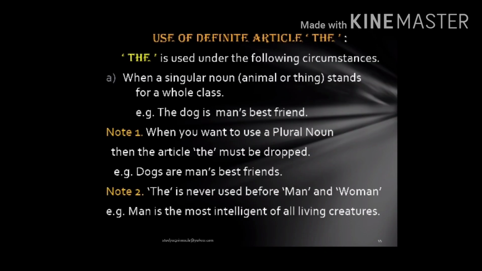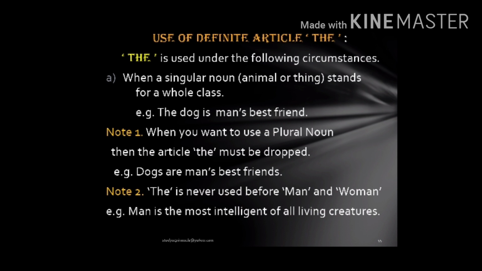Now that you have understood a and an, now let us understand the definite article the. Now the is used in the following circumstances. I've got a few points. Let us do them one by one. The first one, when a singular noun, animal or thing stands for the whole class. When I say class, that means it stands for the whole community of, be it man, be it dog.